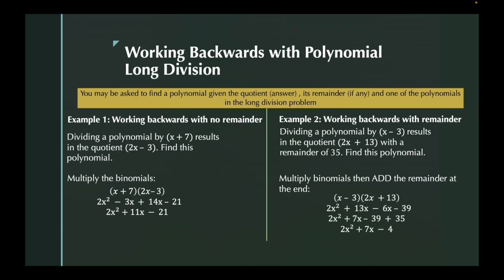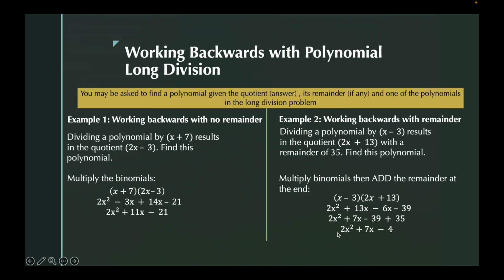Doing this looks like this. So you're going to do x minus 3. So again, this is the x minus 3 binomial times the 2x plus 13 quotient. And when you FOIL these out, or when you multiply this by doing binomial multiplication, you get 2x squared plus 7x minus 39. But then you have to remember to add the 35. It's the remainder. You're adding the remainder at the end. And then the answer you get is 2x squared plus 7x minus 4.